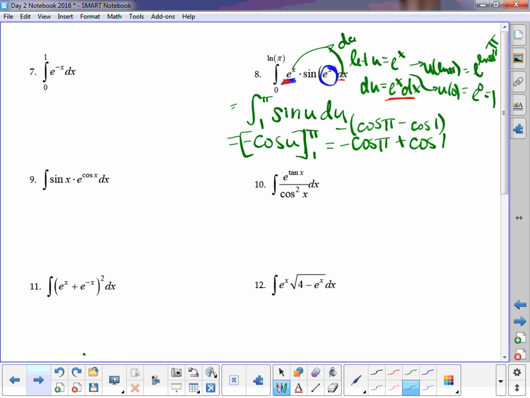All right, what's cosine of pi? So negative 1 is positive 1. And what's cosine of 1? I don't know. It's not a unit circle value. So we'll leave it like that. That would be one that would be on a multiple choice, and you would pull out your calculator for it.